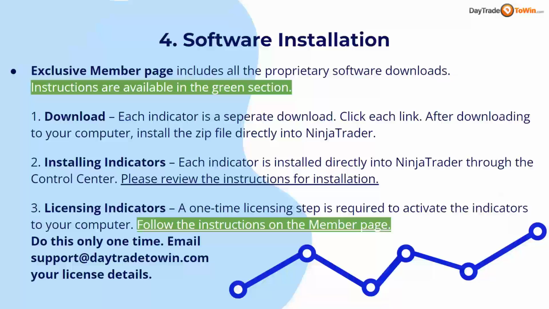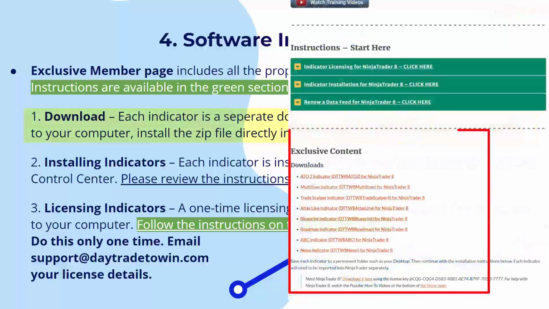We have to install some proprietary software, and that software is the Daytradetowin software, such as the Atlas line, the Trade Scalper, the News Indicator. So we have to install the software, and this is actually a two-step process. On the exclusive member page, you have an area to download all of the software. We also have instructions on how to do that.